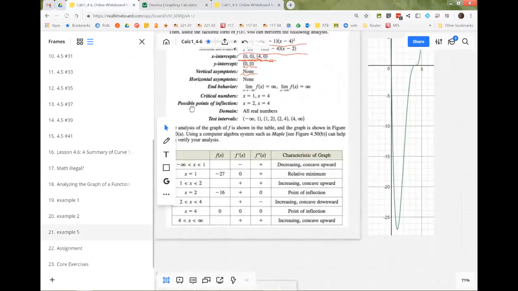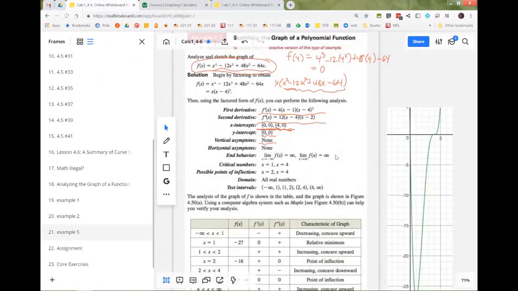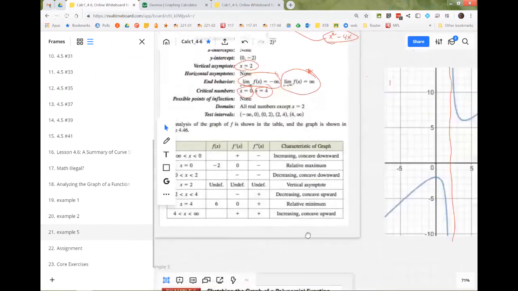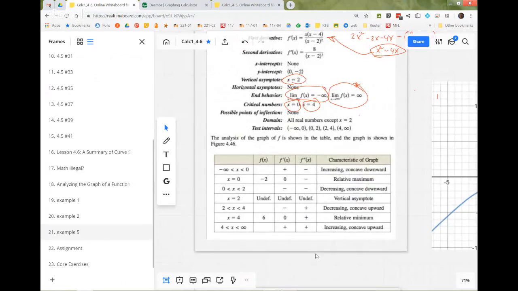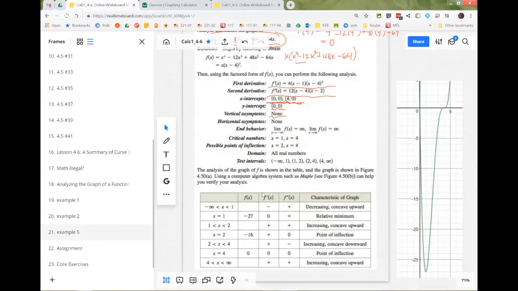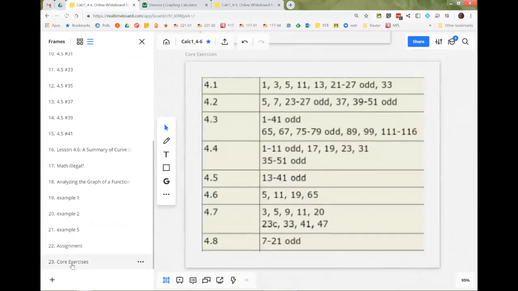So there's all these techniques we want you to use. That's why I've only given you 4 problems for tomorrow. You don't necessarily have to do all of them. As you can see, this one didn't have any symmetry, so they didn't even list it, just like the last one didn't have any symmetry either. So they didn't even list it in their list of features. But you want to list as many as you possibly can. So the assignment, as you can see, is just 4 problems: 5, 11, 19, 65.